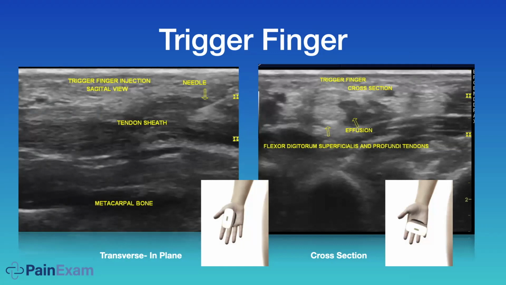Here, once again, in the longitudinal view and the cross-section view, you can see the difference. You have the tendon sheath on one, cross-section on another, and the orientation of the ultrasound.